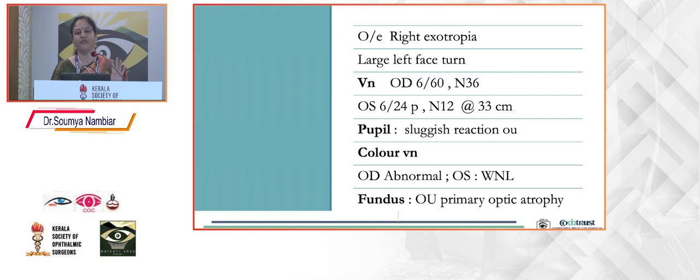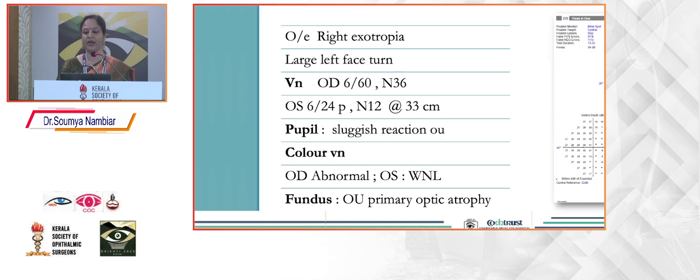And then they come here to me with a right exotropia, and there's a large left face turn in the child. On recording the vision, now the vision is 6/60 in the right eye, left eye it is 6/24. Pupil, again, you can see sluggish reaction OU. Color vision is normal in the left eye, abnormal in the right eye. And fundus shows primary optic atrophy features.